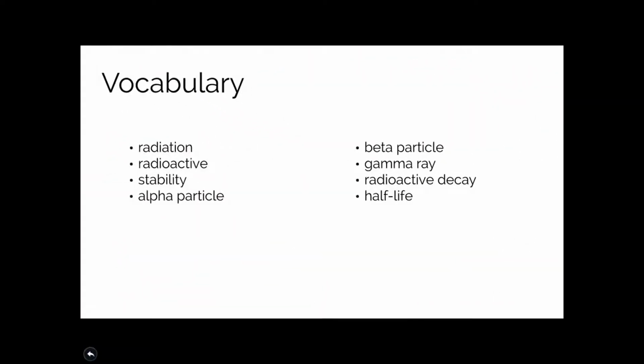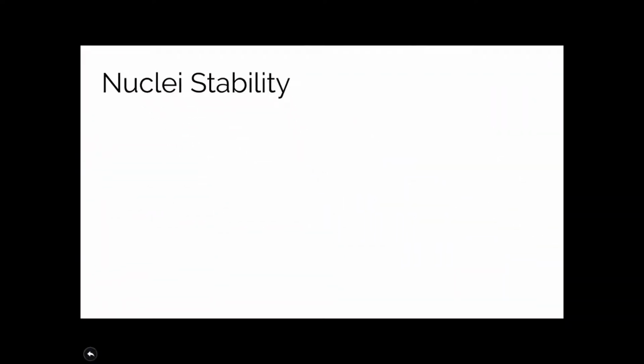So in this section, the vocabulary we'll be going over and that you'll be familiar with by the end of this video is radiation, radioactive, stability, alpha particle, beta particle, gamma ray, radioactive decay, and half-life. All right, so first let's start off talking about what stability is.